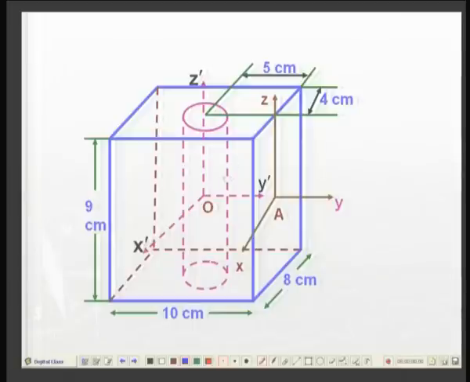Similarly for y dash y, fortunately y dash and y axis lie on the same line. So there is no need for the parallel axis theorem. The normal distance between y dash and y is 0. So the second term contributes 0, and then for the third, z dash, you can again find out the normal distance. So let us see.